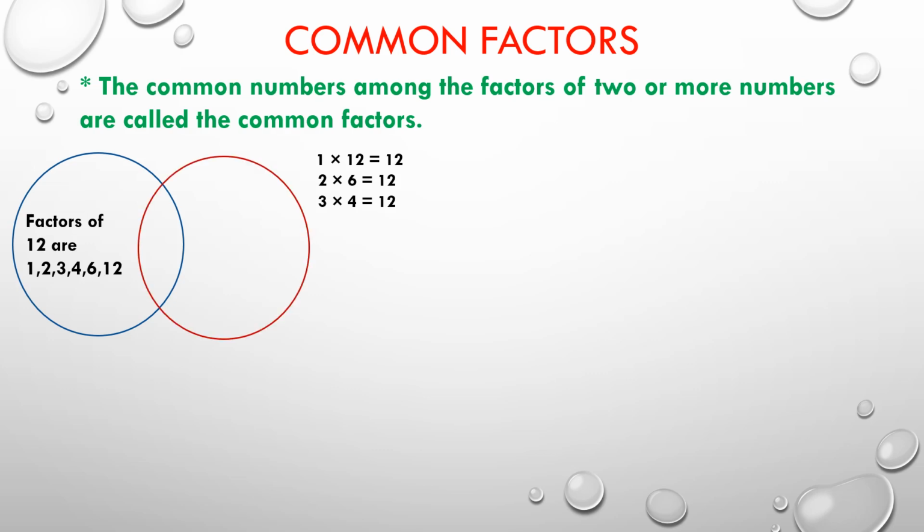Factors of 15 are 1. 1 times 15 is 15. Then in the table of 2 there's no 15. Then in the table of 3 there's 15. Yes, 3 times 5 is 15. Then in the table of 4 there's no 15. Then I have 5, and 5 is already written there.